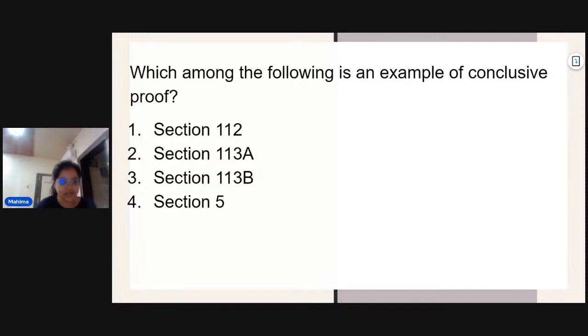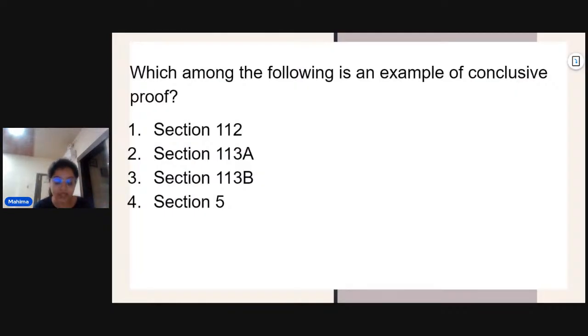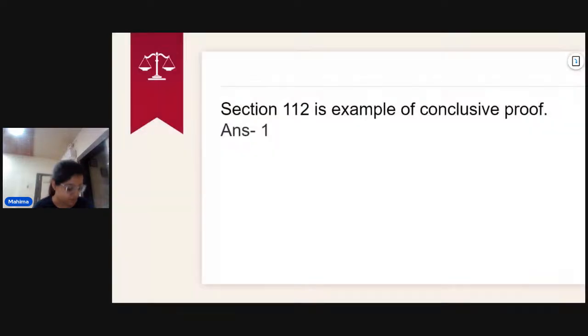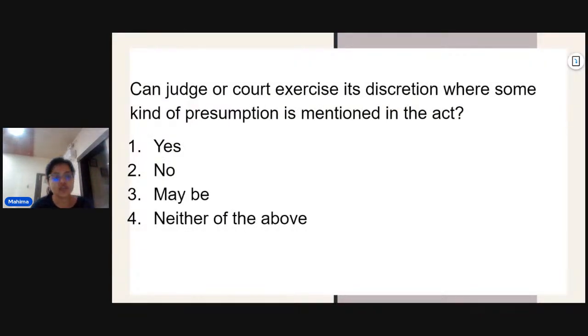Can somebody tell me what is section 112? Can somebody tell me in the comment box? Can a judge or a court exercise his discretion where some kind of presumption is mentioned in the act? Yes, no, maybe, neither of the above. What is birth during marriage? Yes, proof as to legitimacy.